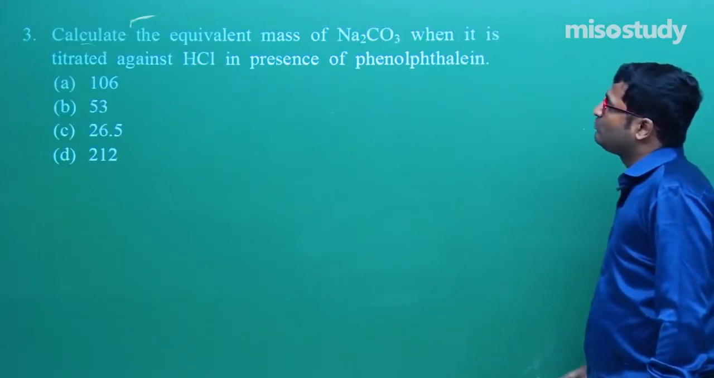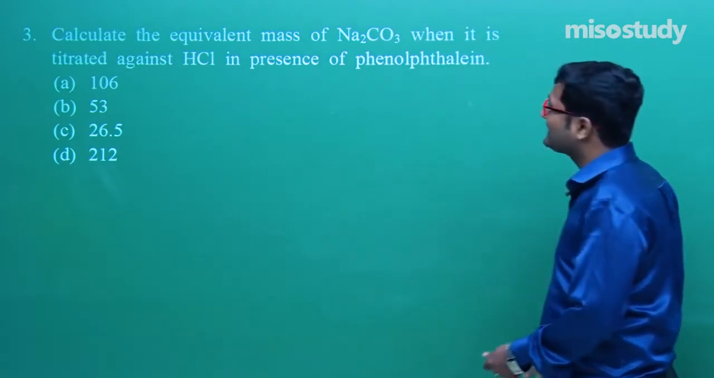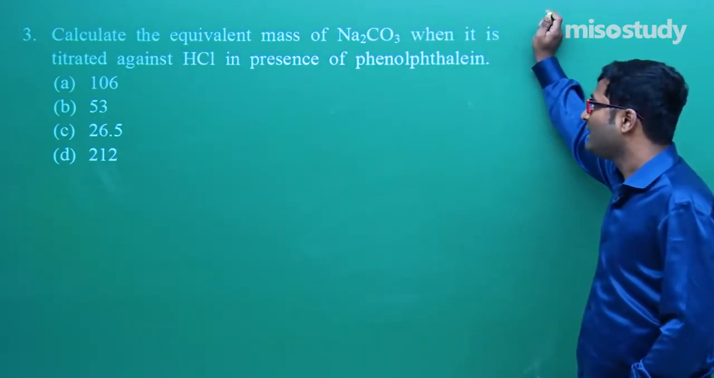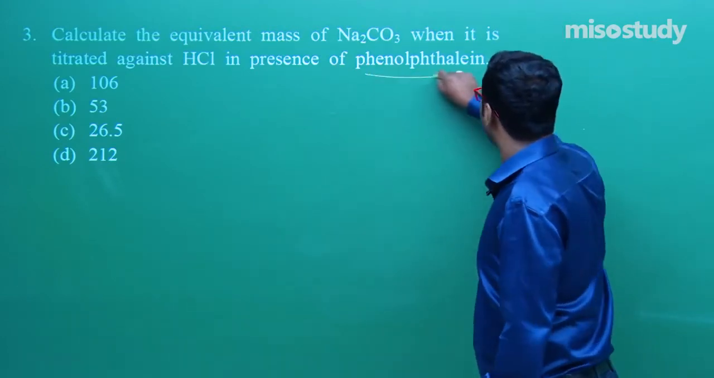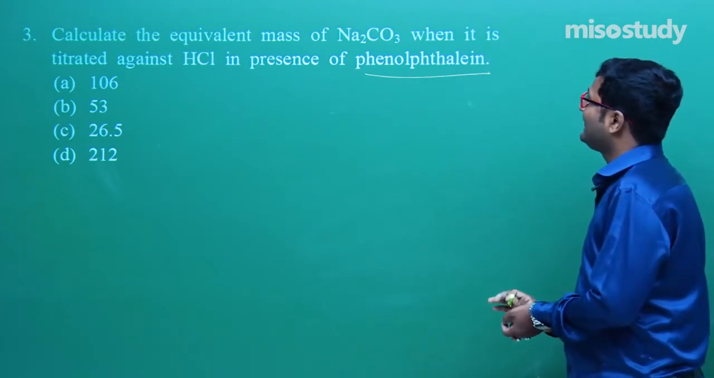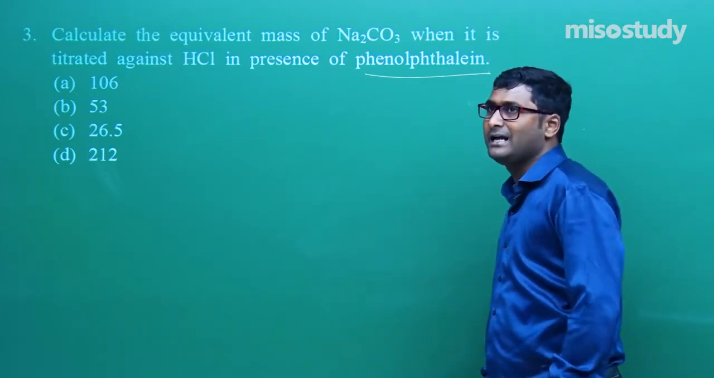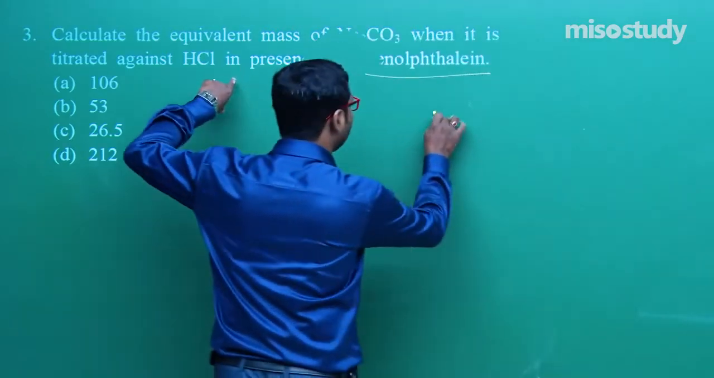Now let's move to question number 3. Look at the question. Calculate the equivalent mass of Na2CO3 when it is titrated against HCl in the presence of phenolphthalein as an indicator. That is, complete neutralization does not take place, with phenolphthalein as an indicator. The value ranges around pH 8. So what will be the reaction here?